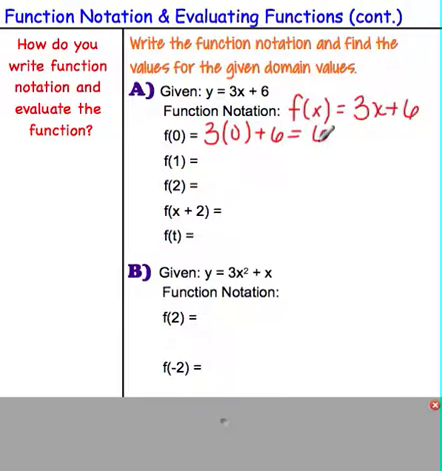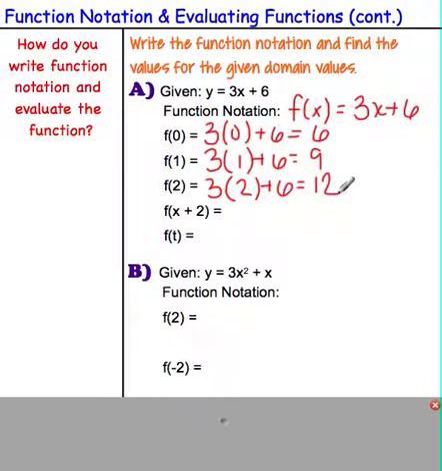f of 1, same thing. 3 times 1 plus 6. 3 times 1 is 3, plus 6 is 9. f of 2, we have 3 times 2 plus 6. 3 times 2 is 6, plus 6 is 12.